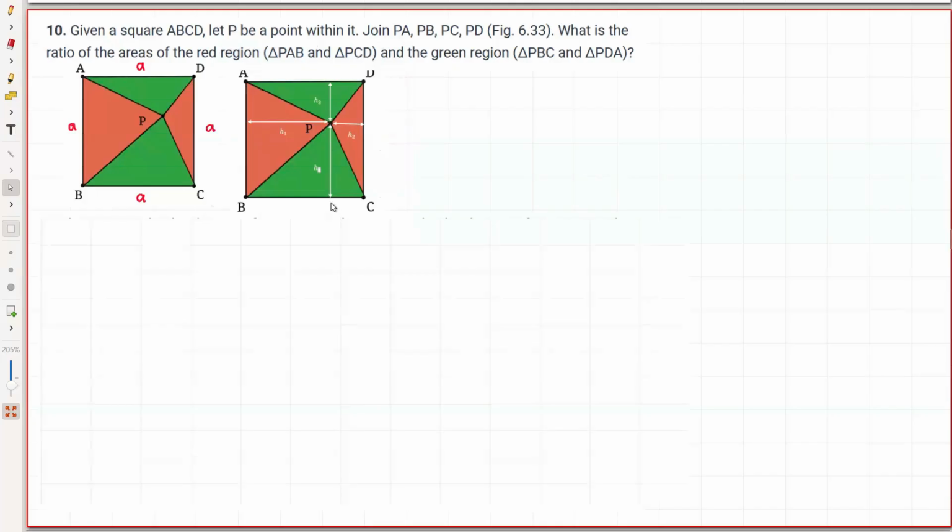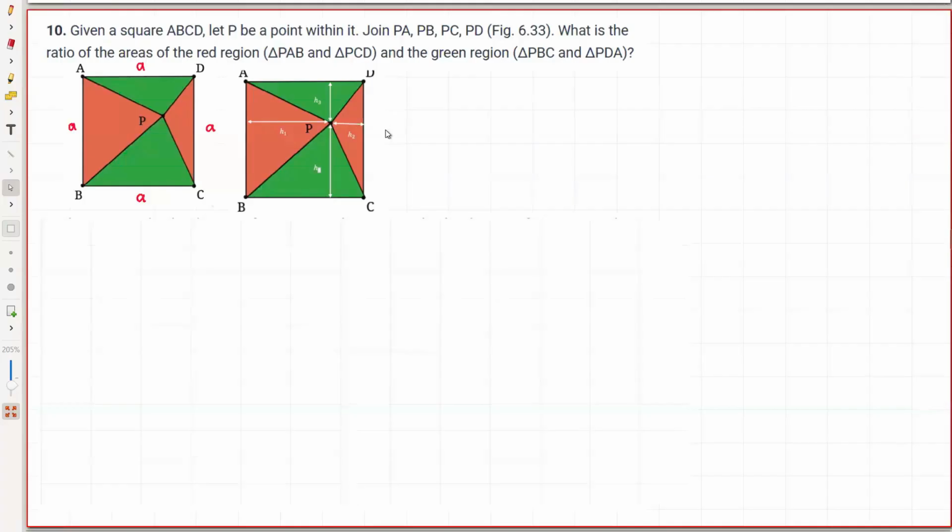So that we can use base into height. Now we can use the formula of half base into height to find the area of the red region and the green region. Suppose we take the triangle APB. The base will be A, and the height will be H1. For this triangle, H2 is the height. For this triangle, H3. For this, H4.